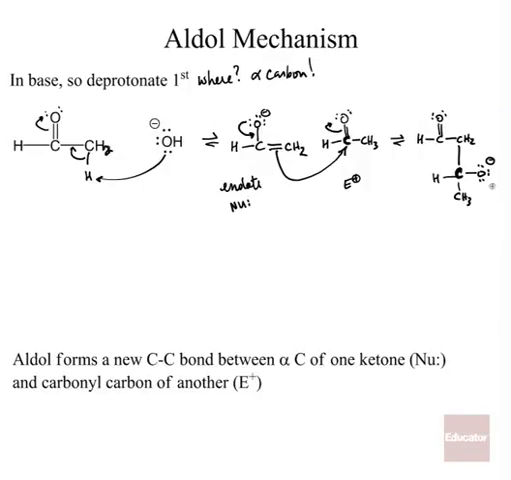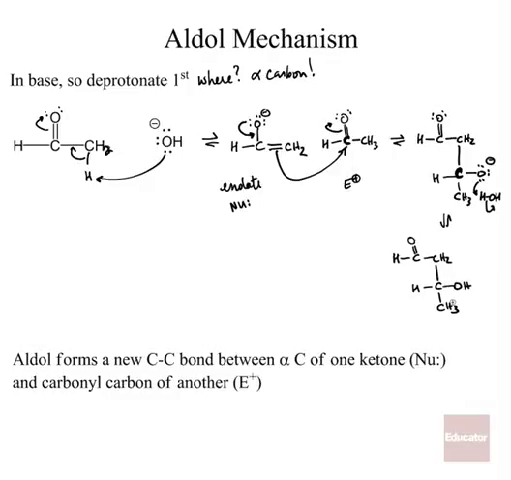Not quite done yet. We have an O minus. How can we get rid of an O minus? All we need to do is protonate. So we can bring, we just used water. We formed water in this first step when hydroxide acted as a base. So we could use water as our acid, and we can protonate the O minus. And we have our aldol product.